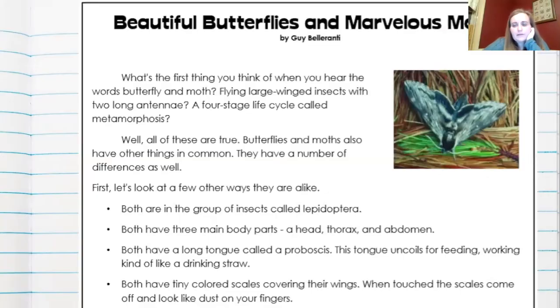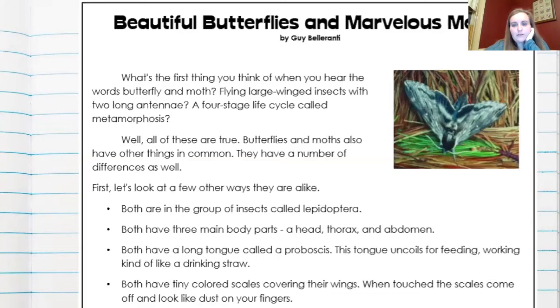So beautiful butterflies and marvelous moths. I'm going to pause there for 1 second. So that's a type of figurative language. I think you talked about figurative language last week. This type of figurative language would be alliteration because we have BB and then MM. But that's a different topic. So beautiful butterflies and marvelous moths.